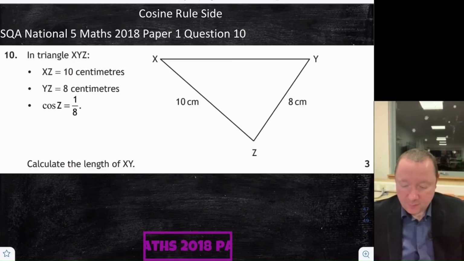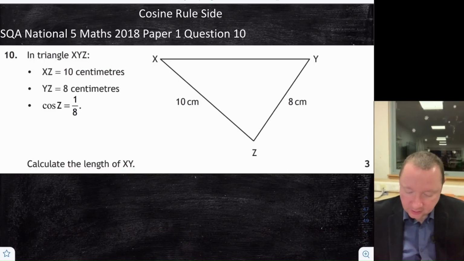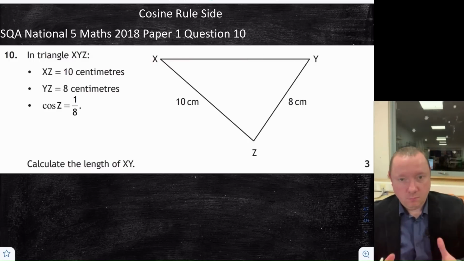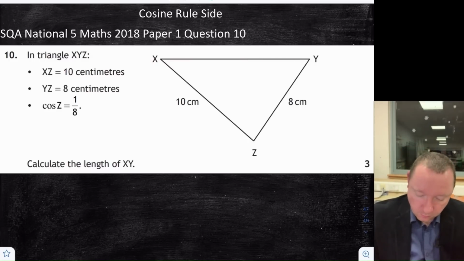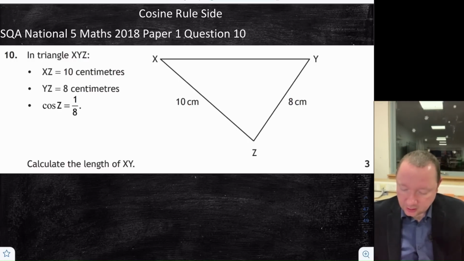SQA National 5 Maths 2018, paper 1, question 10. So this is a non-calculator question. It says side XZ is 10, ZY is 8, cos Z is 1/8. Calculate XY. It tells you the cos of Z instead of the angle, so you don't have to work it out. But it's still the cosine rule, because I've got two sides and the angle in between to find the opposite side.